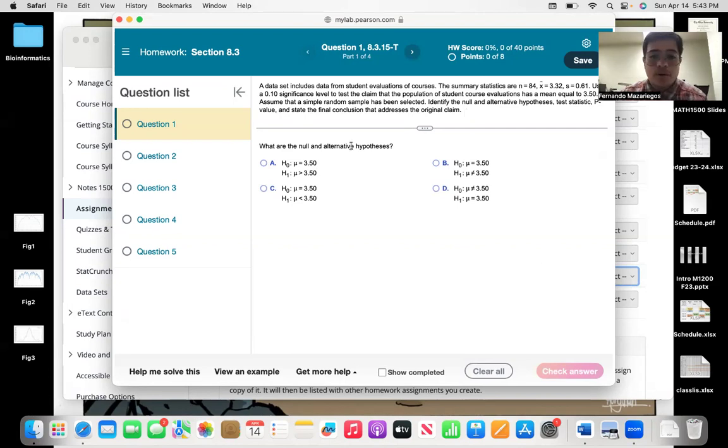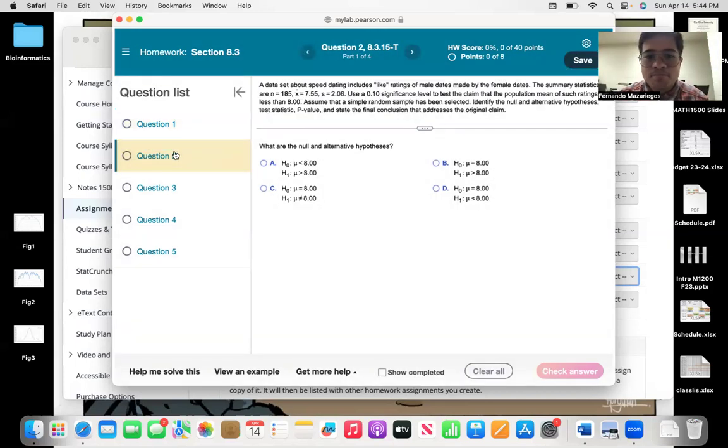Okay, so for the first part, we need to identify the null and alternative hypothesis. The claim is the population of student course evaluations has a mean equal to 3.50. This is equal as well. Let me see if we can do a different one. Let's do this one instead. Question 2.